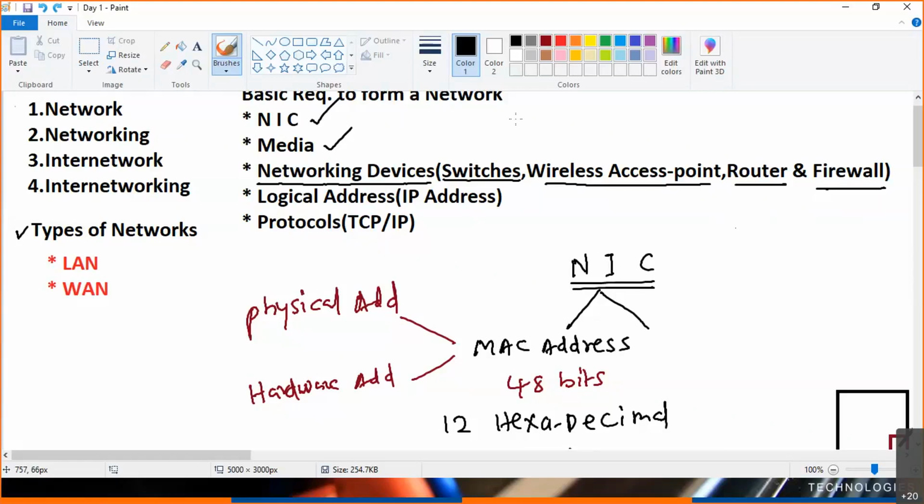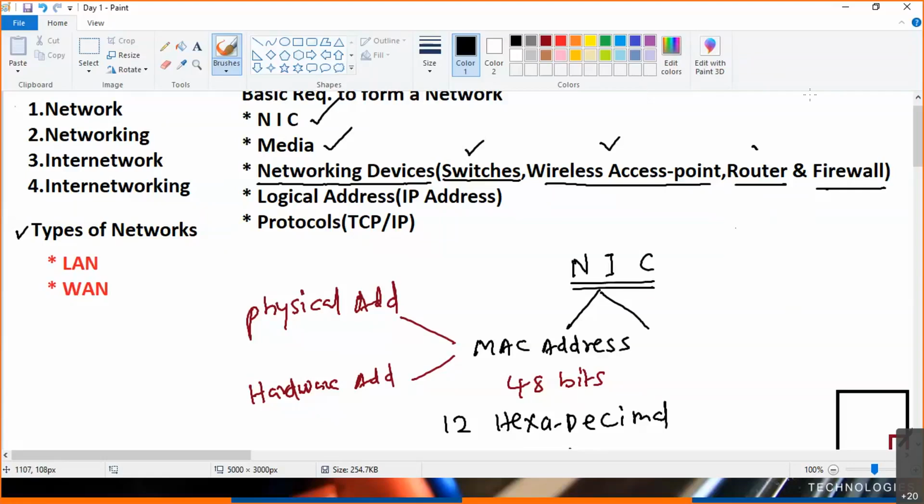So media is done, and next is networking devices. Now we know where we use switches and where we use routers. A switch is a hardware device which centralizes connectivity and communication of wired devices within a LAN. A wireless access point is also a hardware device which centralizes communication between wireless and wired devices within a LAN. So a wireless access point can support wired and wireless both, within a LAN only.